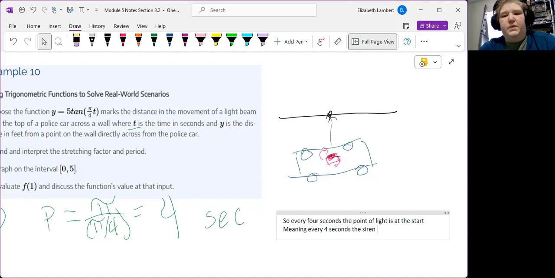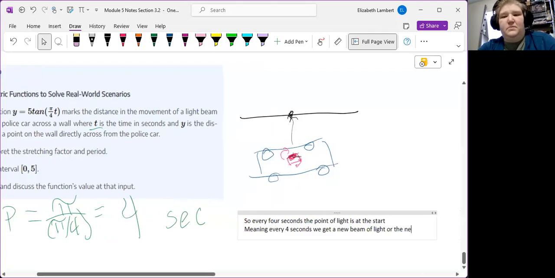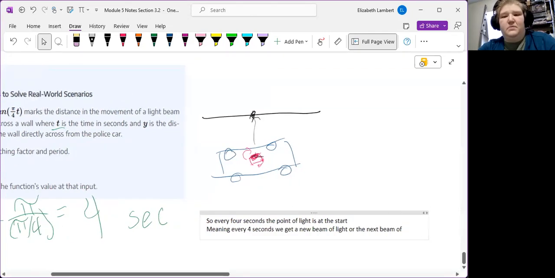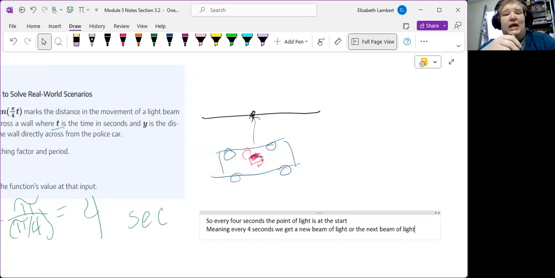So every 4 seconds, we get a new beam of light. So we don't know if that means 180 or 360 for the siren. It doesn't actually matter for us. That's how long it takes for a cycle to occur.